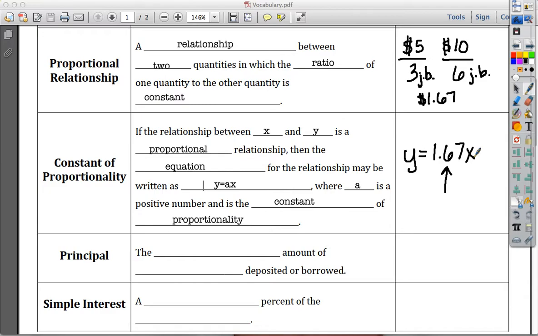Remember, the word constant means that it doesn't change. So I know that paying $1.67 per juice box is not going to change. That ratio should not change unless for some reason the juice boxes were to go on sale. However, on a day-to-day basis, if they are $1.67 a piece, then if I plug in for x the number of juice boxes that I buy, I should be able to get y, how much it cost.